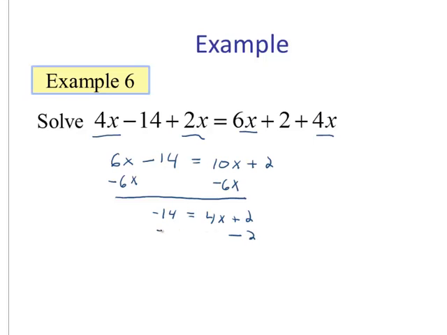Subtract 2 from both sides. Left with negative 16 equals 4x. And when we divide by 4, we see that the answer is negative 4.